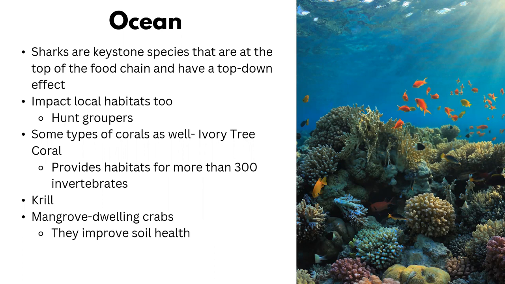Sometimes when you talk about a coral reef, that's a great example of an ecosystem. Coral, so not necessarily an animal, but a polyp. Ivory tree coral is something that provides a habitat for more than about 300 other invertebrates. So this is the one that is creating that habitat.